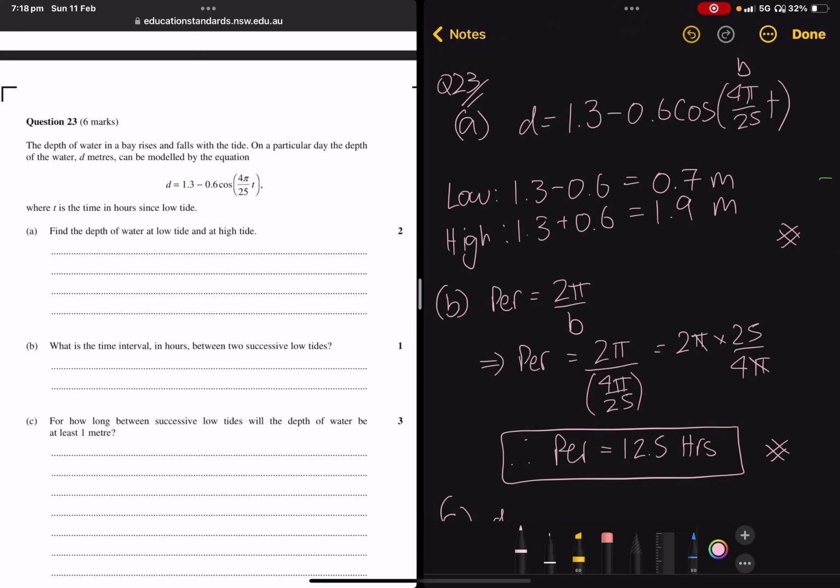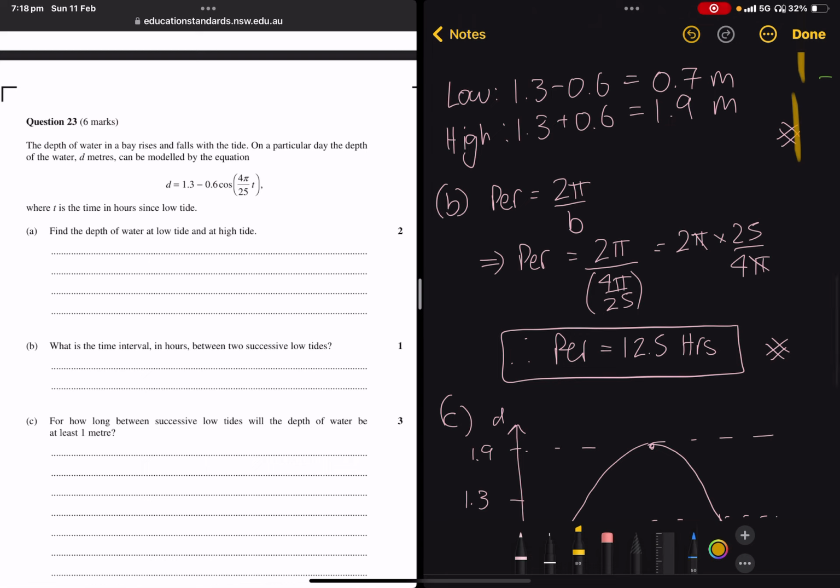So let's talk about the marking. In the first part, you will get 1 mark for one of the depths, 1 mark for the other. So 1 mark for a low tide, 1 mark for a high tide, something like that. When we move on to part B, you get 1 mark for finding the period and presenting it in the right terms. So 1 mark for the answer, nothing for anything else.